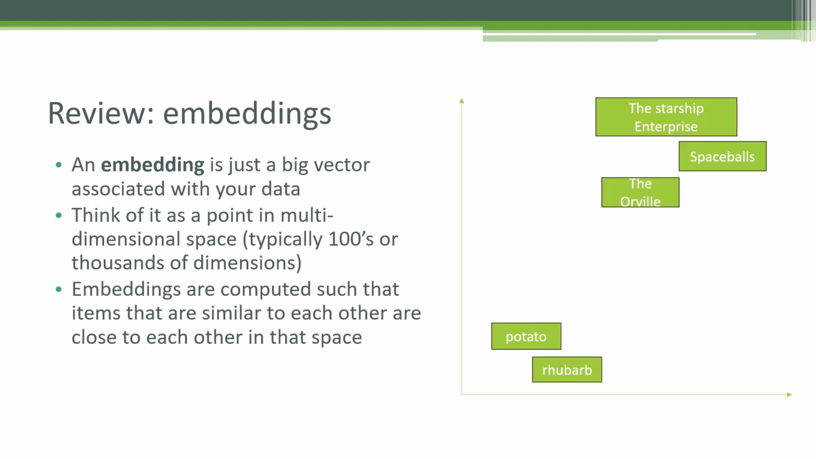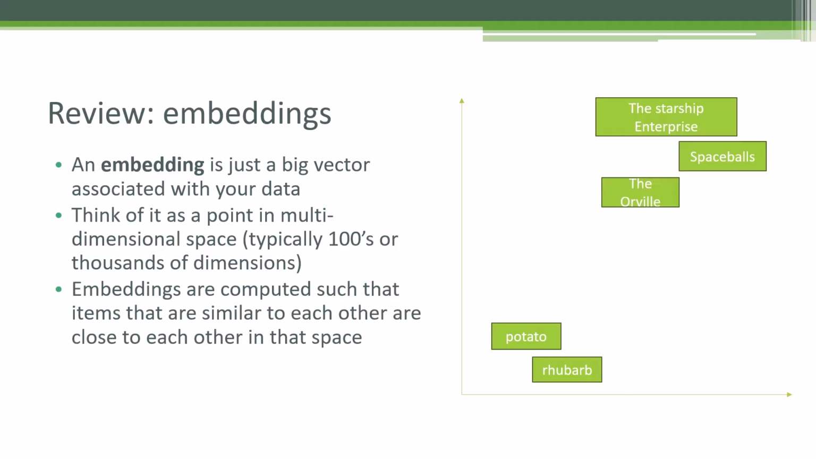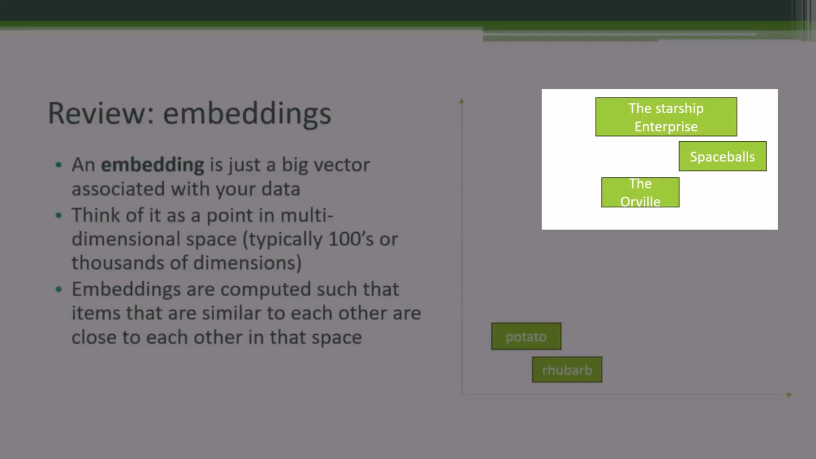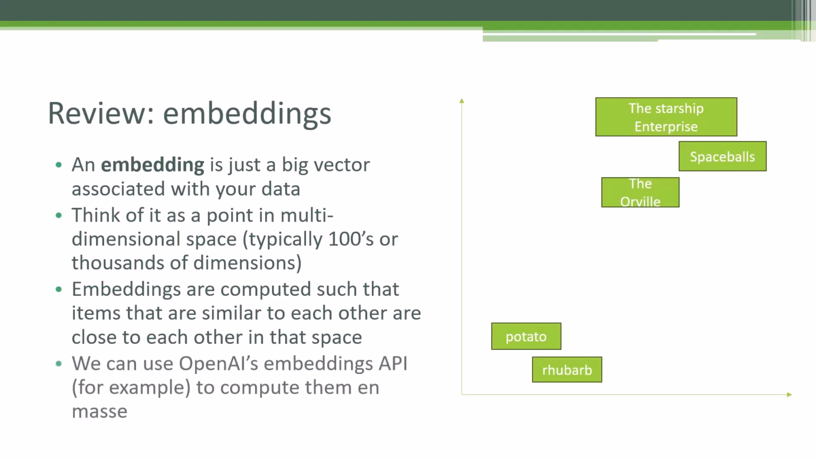So to let you wrap your head around it again, imagine that we have a two-dimensional embedding here, where we just have X and Y axes, because we can visualize that on a screen here. Maybe the words potato and rhubarb are going to be close together in those spaces, and that embedding vector would just be the vector from the origin to where those are in this space. However, for example, stuff about science fiction like the Starship Enterprise, Spaceballs, the Orville, maybe those are all clustered somewhere else, right? But they're still going to be close together because they have a certain similarity to each other, right?